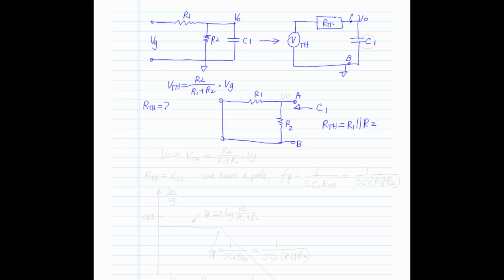Okay, now we walk the frequency. At DC and low frequency, V out is equal to V Thevenin equal to R2 over R1 plus R2 times VG. At high frequency, when R Thevenin equal to impedance of C1, we have a pole, which is equal to 1 over SC1 R1 in parallel with R2.